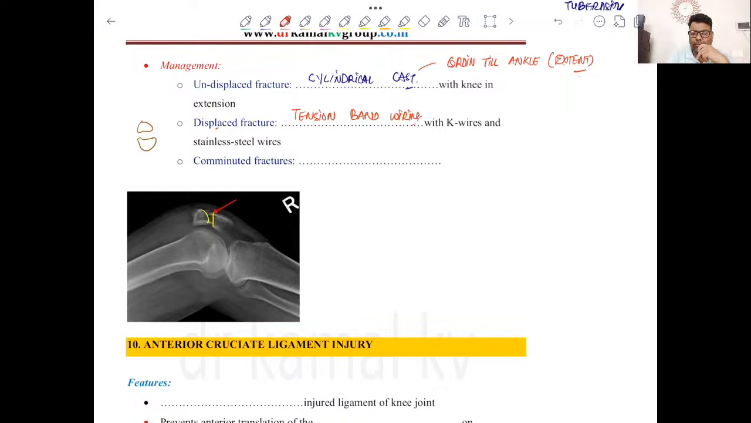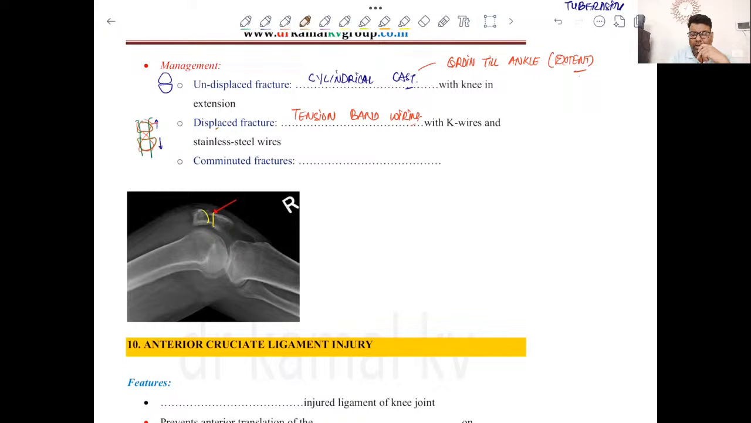Clear? So undisplaced means the fracture is something like this. The fragments are very close enough and they can be simply managed in a cast. But displaced means they have moved apart, so we need to do a surgery, and that is tension band wiring. We will pass two K wires like this, and then we will use a stainless steel wire to make a figure of 8 kind of loop, right? So this is tension band wiring.